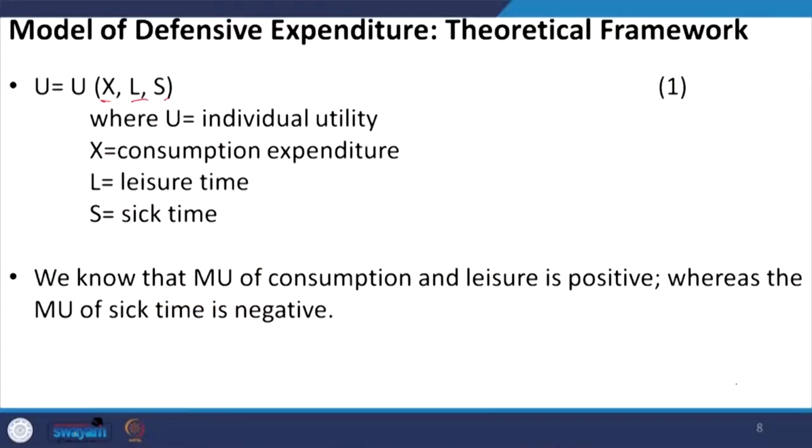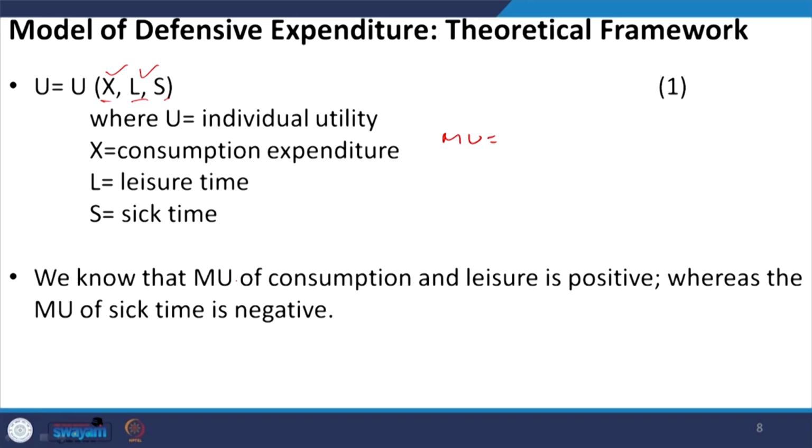And as you understand from this utility function, we know the marginal utility of consumption and also the marginal utility of leisure. So, you can find out the marginal utility of consumption as well as leisure from the total utility of the individual, and you will find that the marginal utility for both variables, consumption as well as leisure, is positive. Obviously, it will be positive.